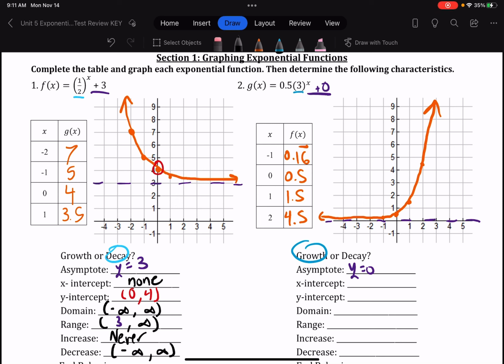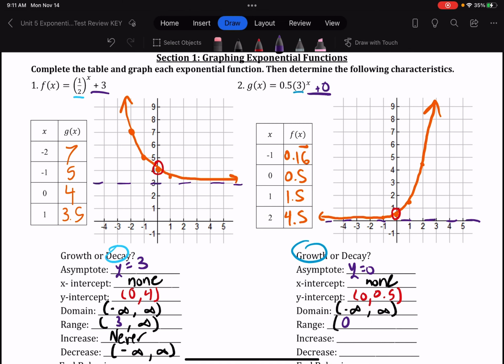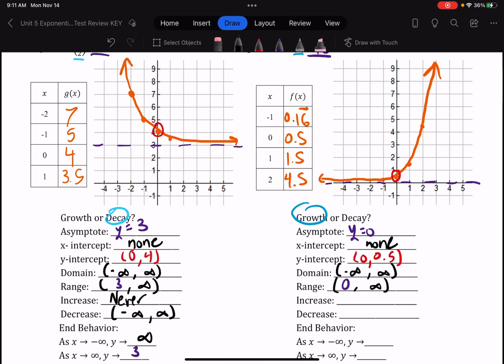Because my horizontal asymptote is at my x-axis, I will not have an x-intercept. My y-intercept is anywhere where my x value is 0, so that's going to be at 0, 0.5. My domain doesn't change, so this is going to be -infinity to +infinity. The lowest y value I can have now is 0. That's where my horizontal asymptote's at, and it's going to go all the way to +infinity. As x increases, y increases, so my increase for this is from -infinity to +infinity, and this will never decrease.